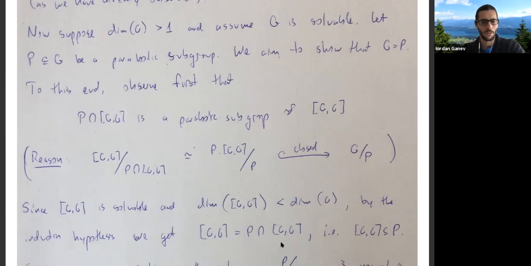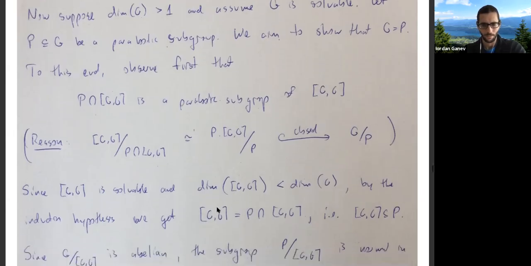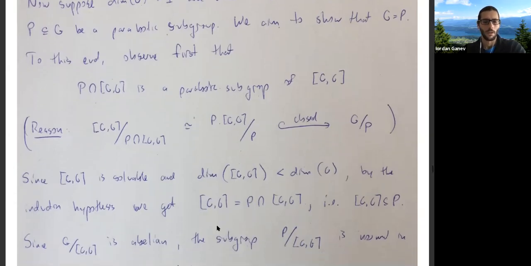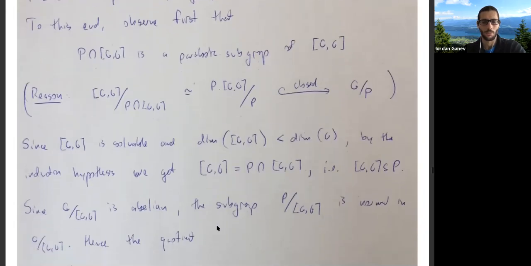So then by the induction hypothesis, we have this subgroup that's of lower dimension and that's solvable. So then it must not have any proper parabolic subgroups. So that means that this intersection must be all of the commutator subgroup. In other words, the commutator is contained in P. Okay, and so now we're pretty much done.